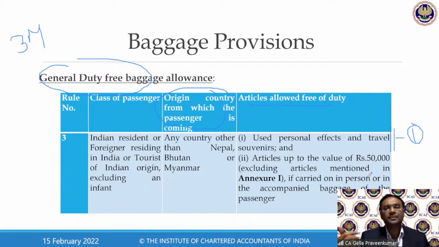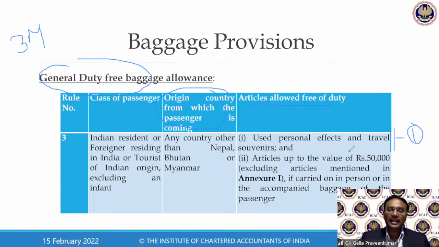It's a personal effect. I went with a laptop and came back with 5 laptops. Something is suspicious. You cannot come with 5 personal laptops. You use one laptop, which is normal, and you come back with the same laptop or a different laptop. I agree. But 5 laptops, I don't agree. This is how the examination happens in case of your personal effects.